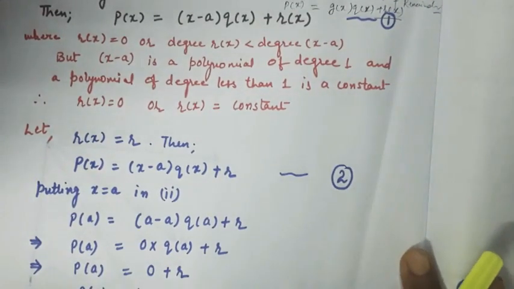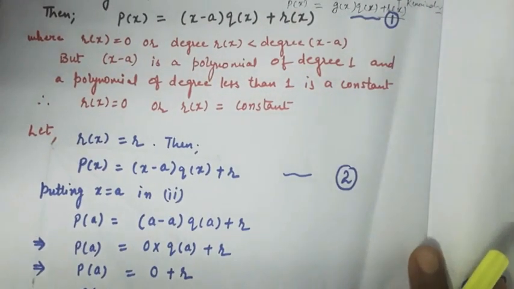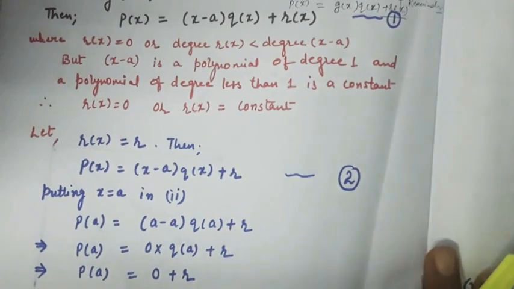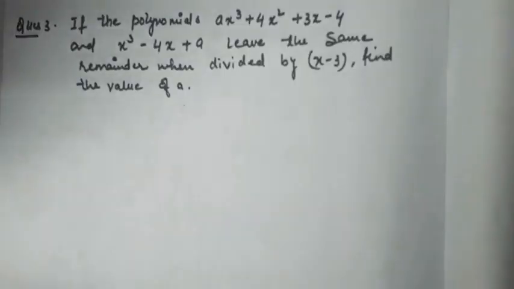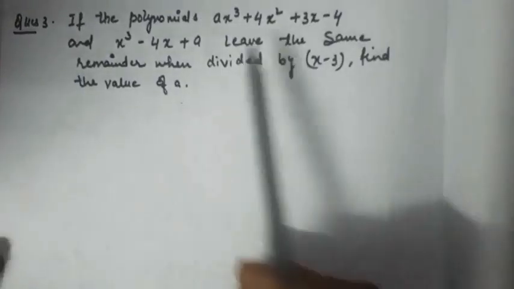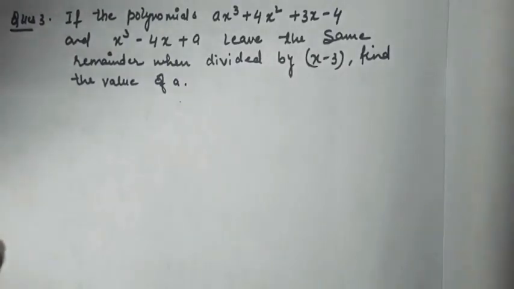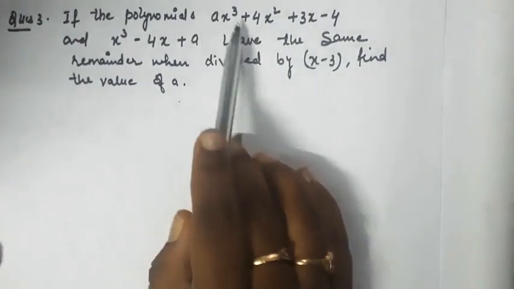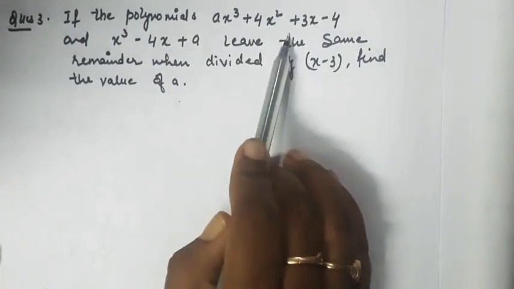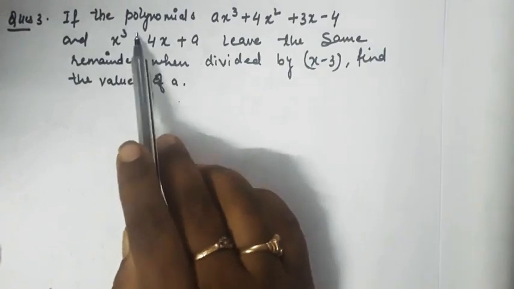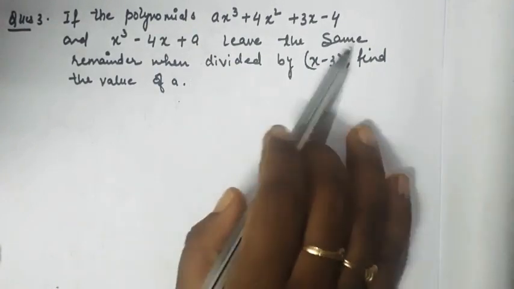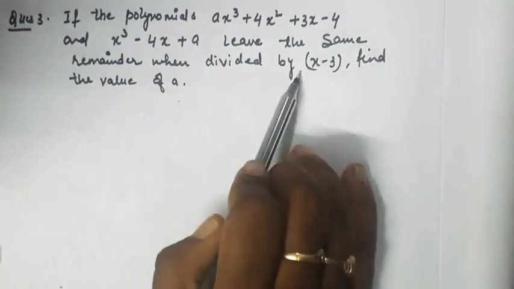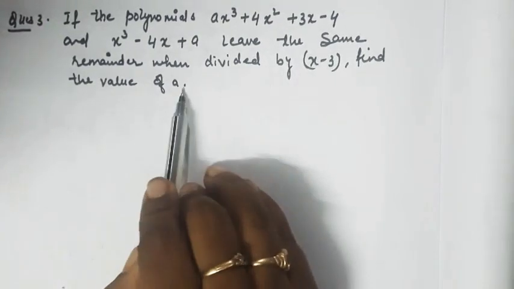Now we will proceed to another question based on the remainder theorem, which is also very important from the examination point of view. The question says: if the polynomials ax cube plus 4x square plus 3x minus 4 and x cube minus 4x plus a leave the same remainder when divided by x minus 3, find the value of a.